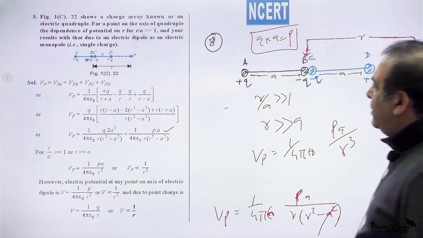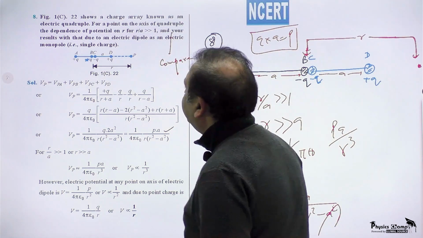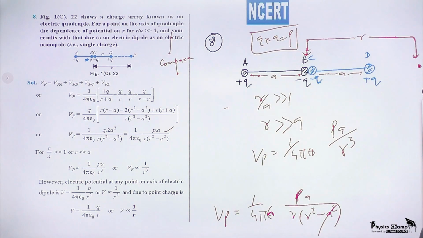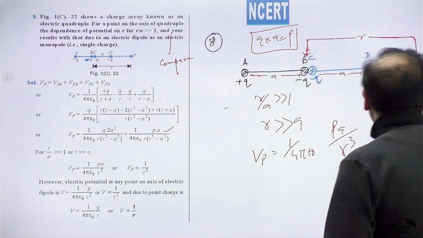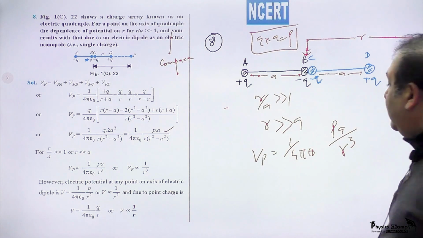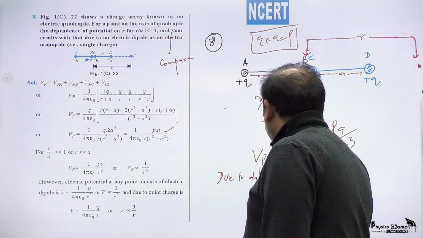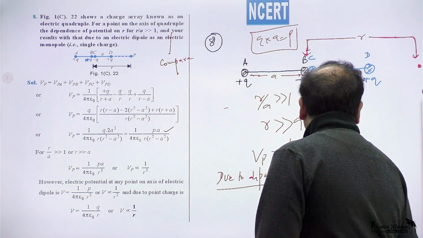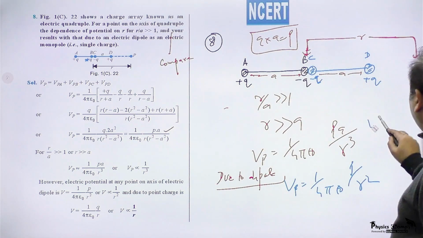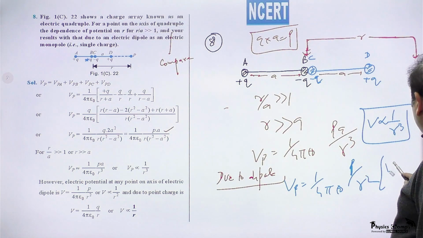Compare your result with that due to an electric dipole and an electric monopole or single charge. Now you need to compare this result of potential due to the quadrupole and find the potential due to a dipole. The potential due to a dipole would be 1 by 4 pi epsilon naught P by R square. So it was inversely proportional to R cube in case of the quadrupole, and in case of the dipole it is inversely proportional to R square.